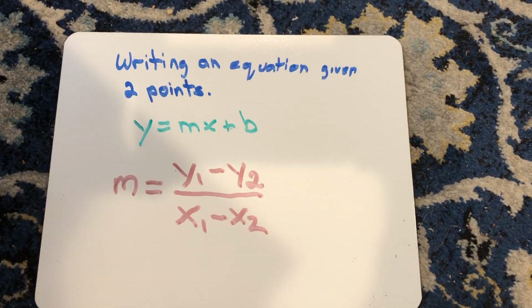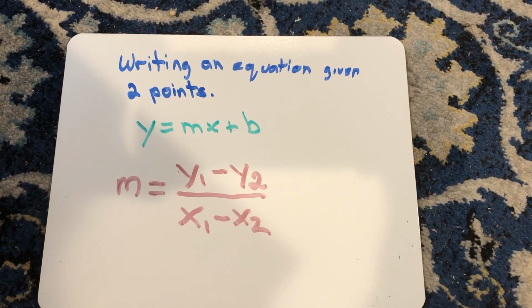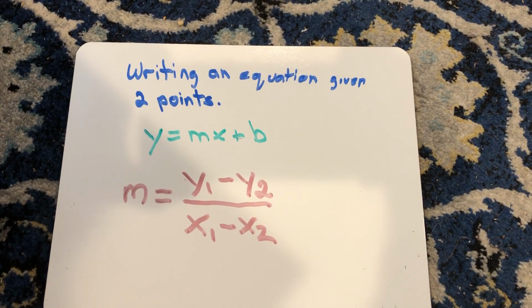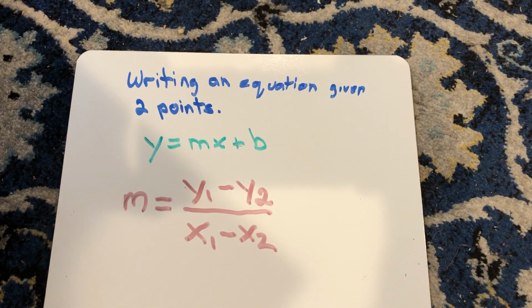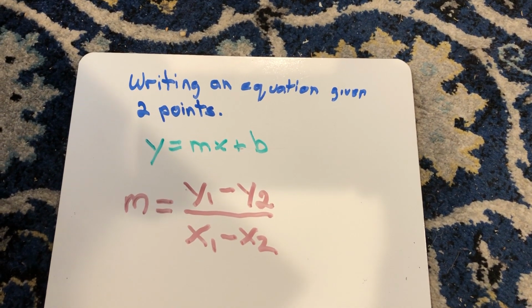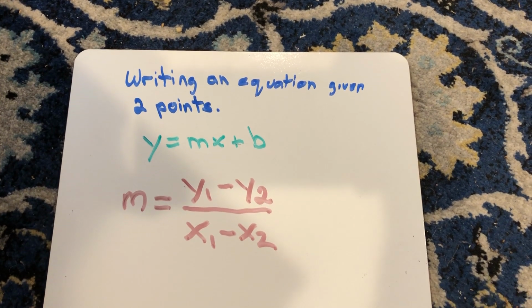Hi guys, what we're going to be working on is writing an equation given 2 points. The equation that we want to make is based on y equals mx plus b, which is slope-intercept form, m being the slope, b being the intercept.